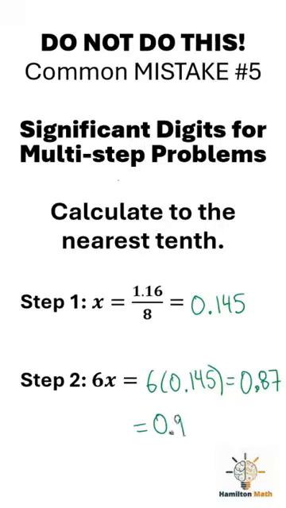Now remember what we had before. We had an answer that was 0.6. That was wrong. That's very different than 0.9. In fact, 0.9 is 50% higher. And so this is the correct answer.